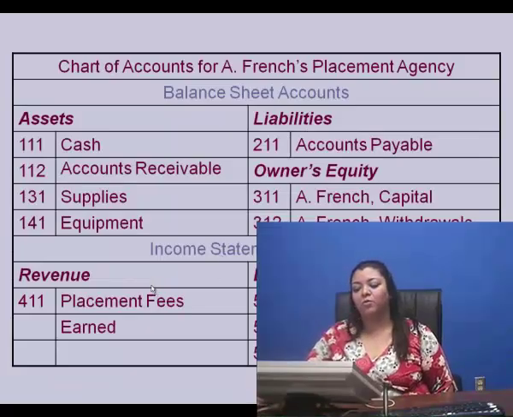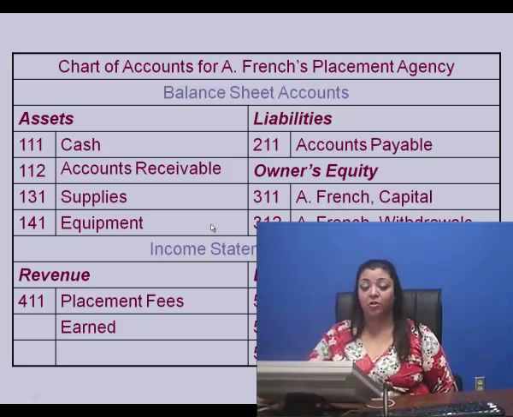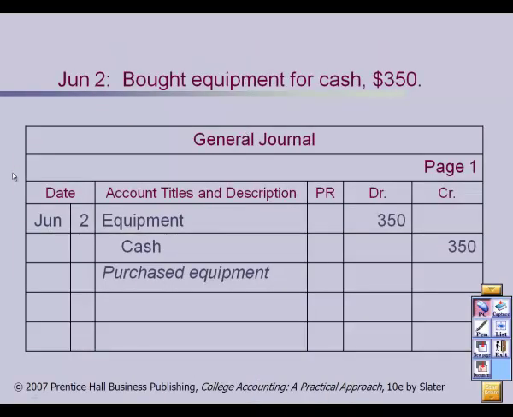So let's review. You are going to use your chart of accounts whenever you are journalizing your transactions. You will first analyze and try to figure out what accounts are affected by the transaction. And once you decide, you will look on your chart of accounts and look for the appropriate account number and ID code and enter those into the journal.